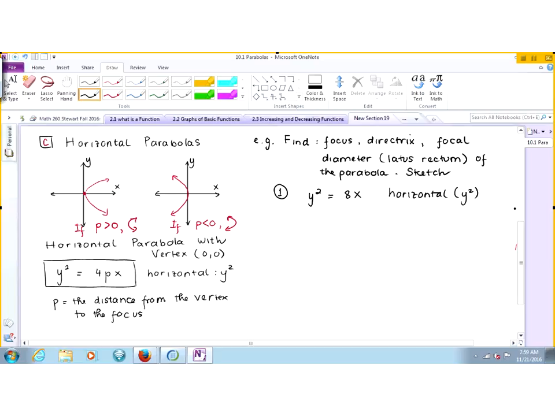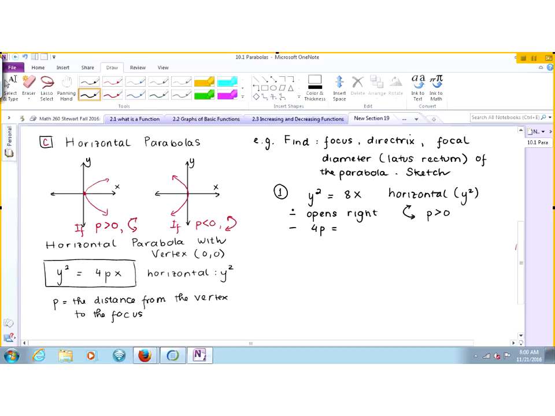Now, what else do I know? Does it open up or down? Opens left, right? Up, down? Well, I didn't ask you the right question either. Yeah, it opens right. Good. Why? Because P is greater than 0. What is P? 1. Is P 1?